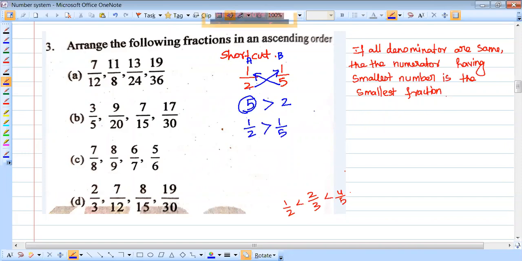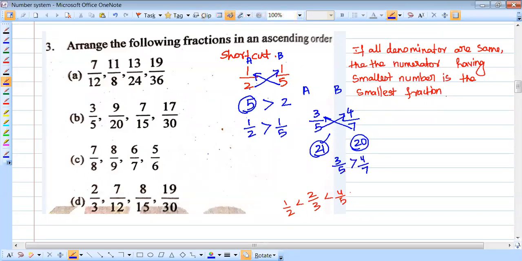Very, very simple. Suppose 3 by 5 and 4 by 7 is there. You need not find out the LCM. Simply multiply. Put A and B here. Simply, you need not put A and B also. 3 into 7, 21. Write 21 here. 5 into 4, write 20 here. Which is greater? 21 is greater. Then 3 by 5 is greater than 4 by 7.